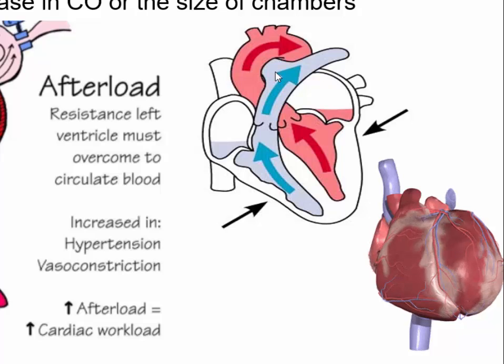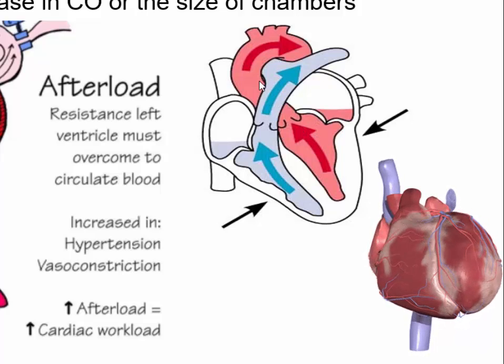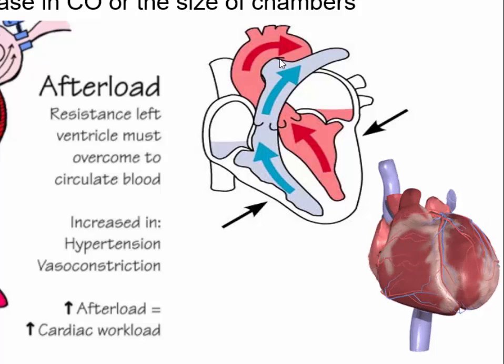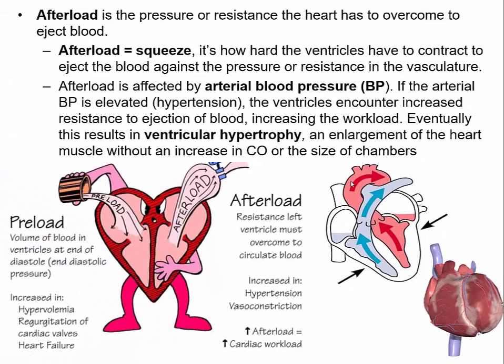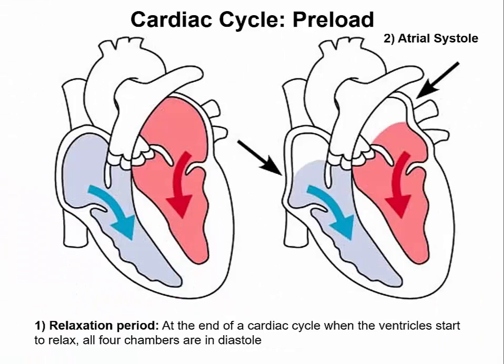What do we call the amount of force that that ventricle has to overcome to push the blood out? We call that the afterload. And if your afterload increases because you have hypertension, for example, then that's going to put more of a workload on your heart. Remember, when you're looking at the cardiac cycle, preload is the amount of blood that fills in the heart. It's the pressure of the blood in the heart. It's the volume of blood in the heart. Both of those are referring to preload.